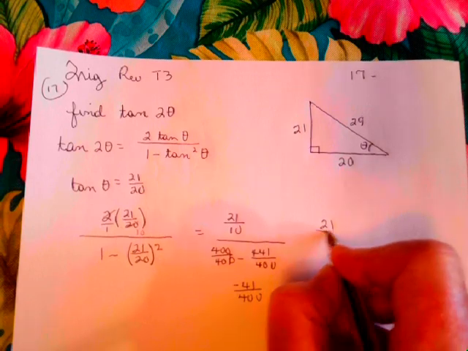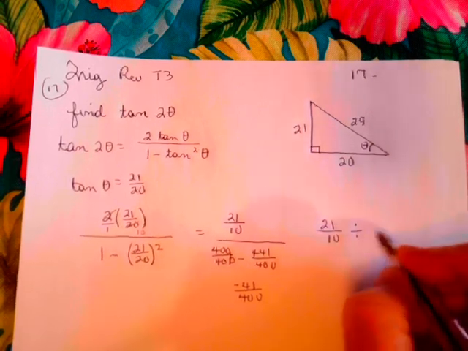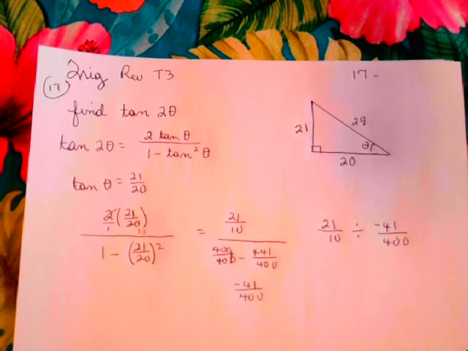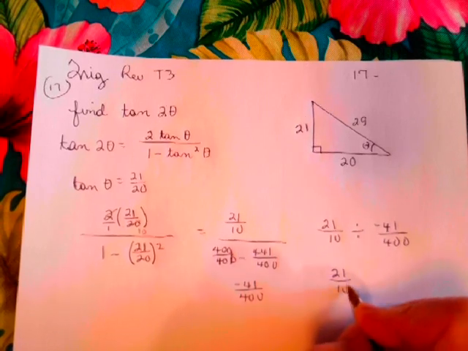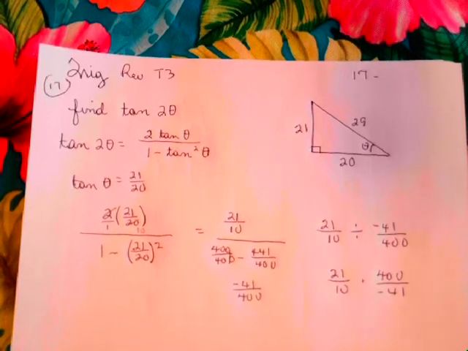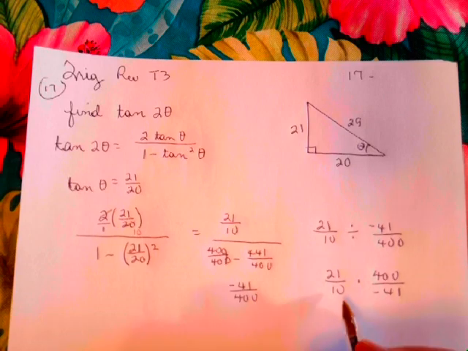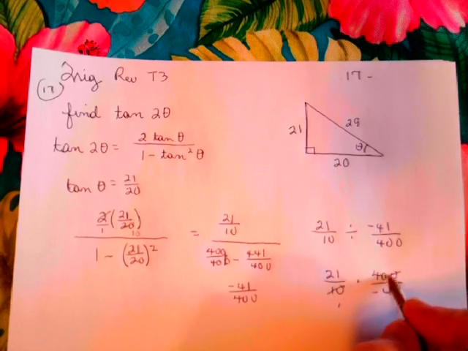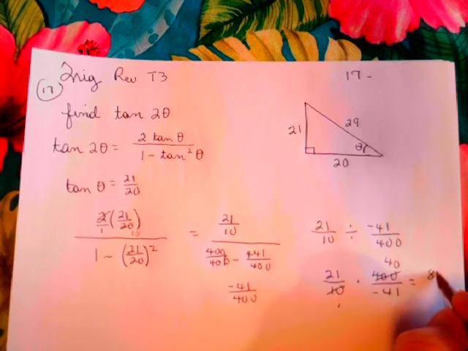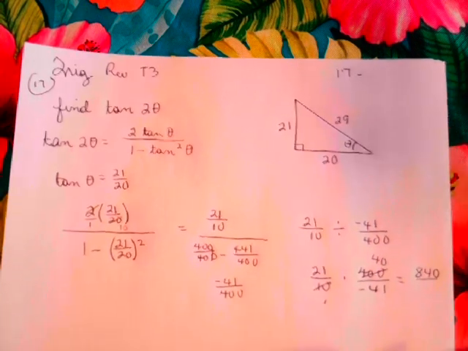So I have 21 over 10 divided by negative 41 over 400. Invert and multiply. 21 over 10 times 400 over negative 41. When you simplify that, 10 goes into 400 40 times. 21 times 40 is 840. You have 840 over negative 41.